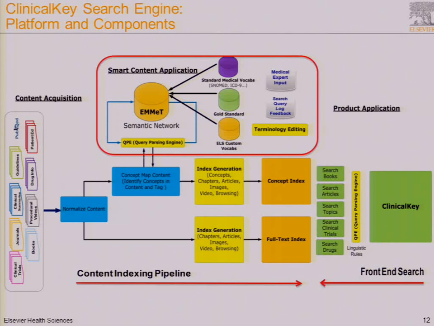From the front-end side, when a user types in a search term, the very same query parser engine reads the term or the phrase and matches it to the terminology that is there. So now we're able to take a user-entered query and translate it into one of the terms in our model. And then we use that to do the searching.